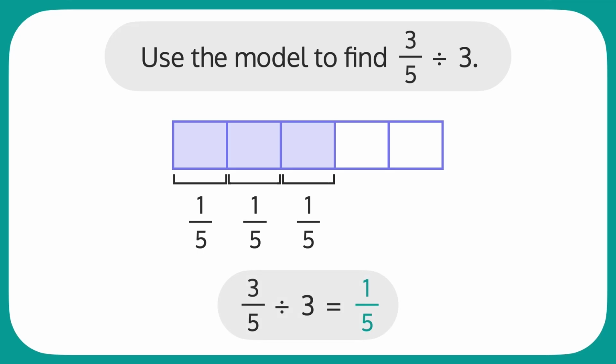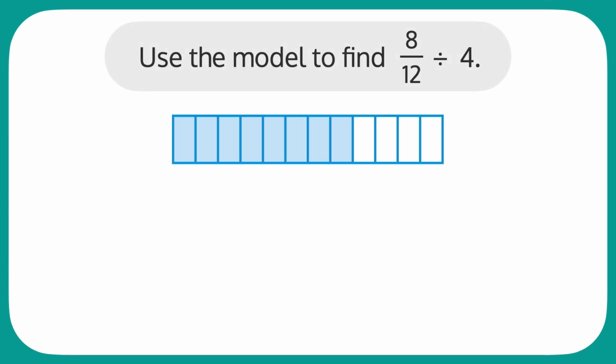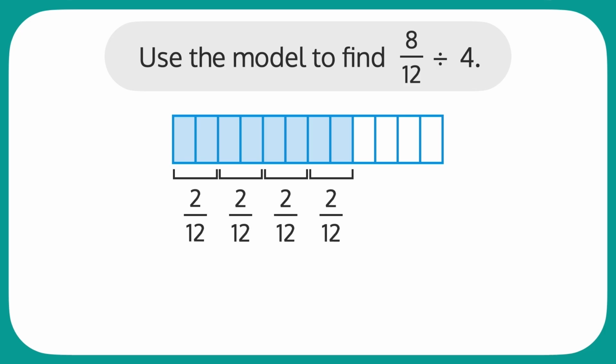Great, let's try another one. This time we'll use the model to find 8/12 divided by 4. The bar representing one whole is broken into 12ths, and 8/12 are shaded. What's our next step? We'll use the model to divide 8/12 into 4 equal groups. Since 8 parts are shaded and we want to split them into 4 groups, that means each group should contain 2 parts, like this. Each group has 2/12. So 8/12 divided by 4 equals 2/12.